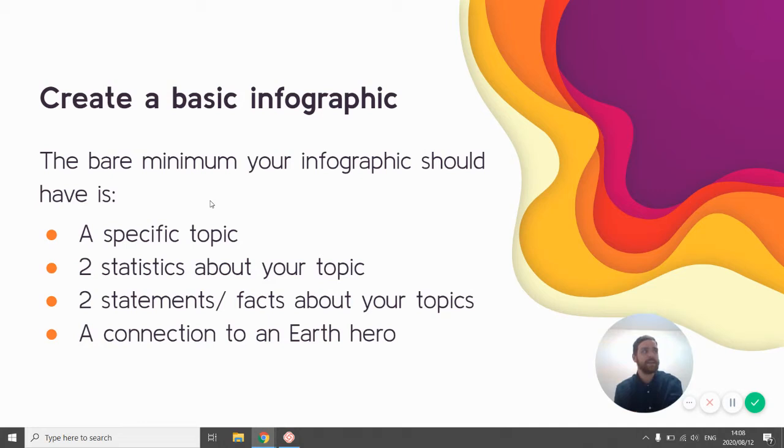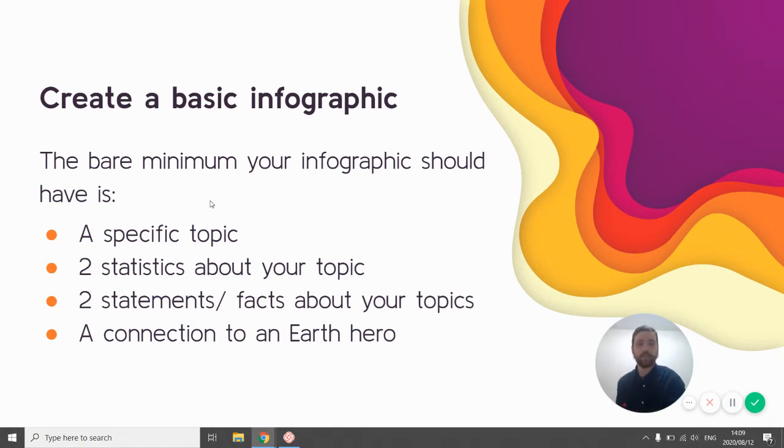You also need to make a connection to an Earth hero. Remember we did those diagrams, those pictures with Miss Bird? I'd like you to make a connection to an Earth hero, someone who has made progress in your issue, in your area. If it's single-use plastic, I think Max found this woman, Irene Rudolph, I think, Rudolph or something like that. But that's an Earth hero. She's made huge strides in helping people understand the problem of single-use plastics. So you find your Earth hero and you make a specific connection to them.